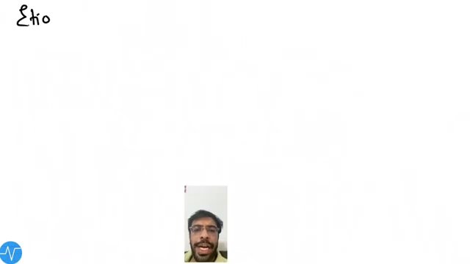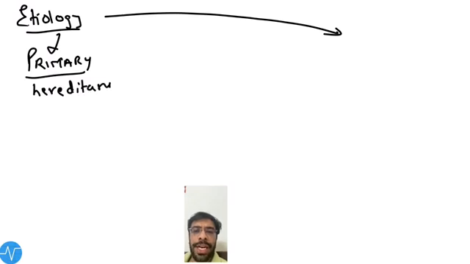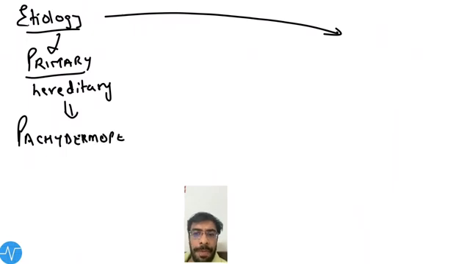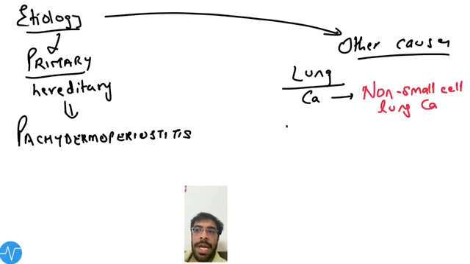Study about the etiology. It is divided into primary or secondary. First, primary, it is due to hereditary reason, which is pachydermoperiosteitis. Secondary causes are lung causes, which is most common, among which is carcinoma.